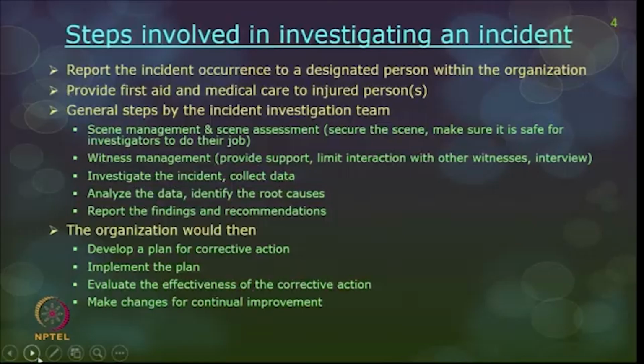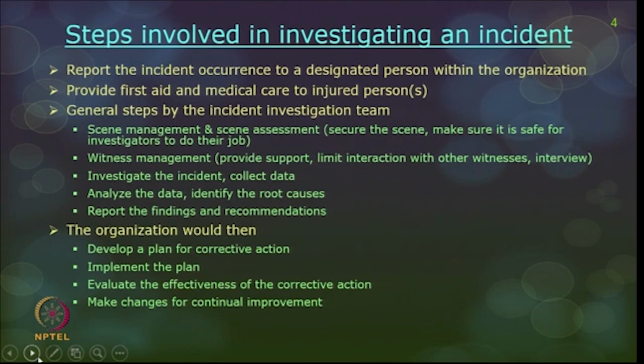And those steps are scene management, primarily to get an idea of the entire site scene, then witness management. You can also look at the workers who are working close to the injured worker, other workers, what happened, all pictures, photographs, measurements, videos, everything you should be able to do. Then investigate the incident and collect data by interviewing many people. Then start analyzing the data and identify the root cause.